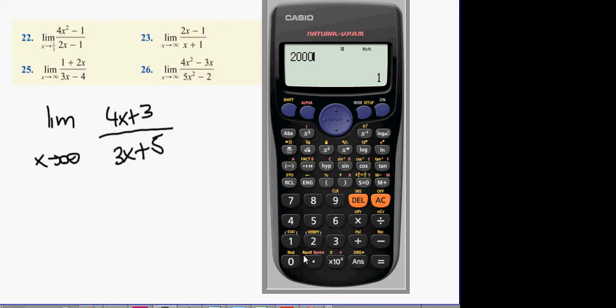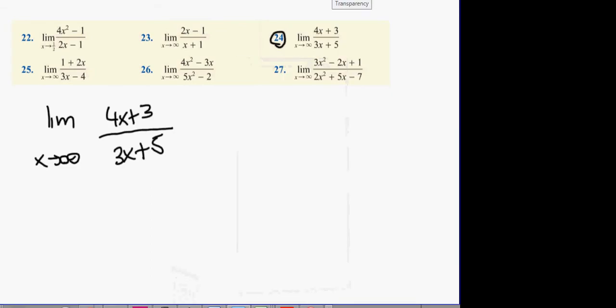Now look what happens here. The first answer is 0.6. What you notice as the numbers get bigger, what do the numbers go to? 1.333. Do you see the way it starts getting jammed at 1.33? What this means is, as the number gets bigger and bigger, the 3 and the 5 become irrelevant. For example, if x is 100, it'll be 403 divided by 305, which gives you something around 1.3.